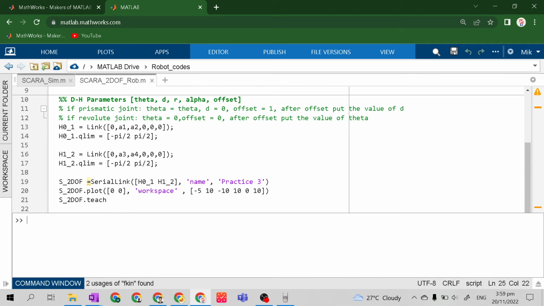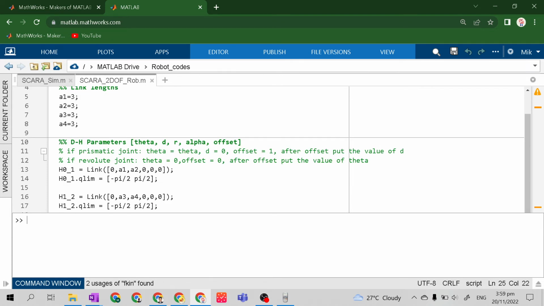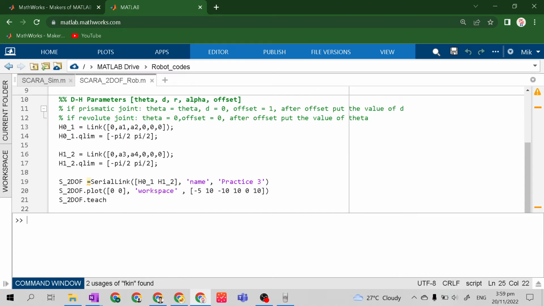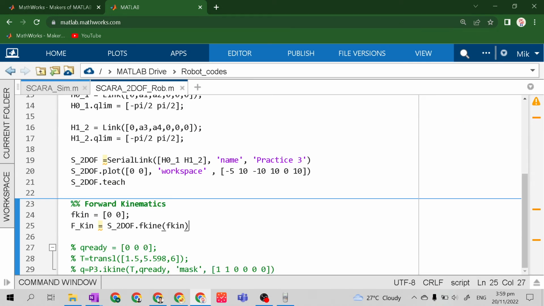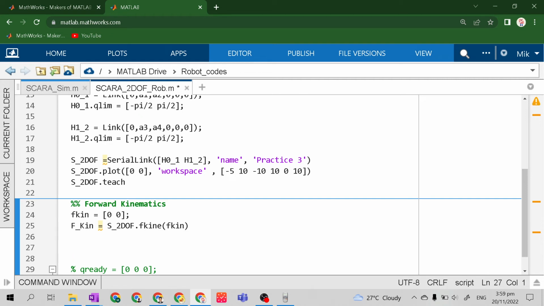So we have here first the forward kinematics if the joint variables are all zero. If we want our joint variables to become 90 degrees, let's make another fkin variable. Let's give it the name fkin underscore 1, equals square brackets.